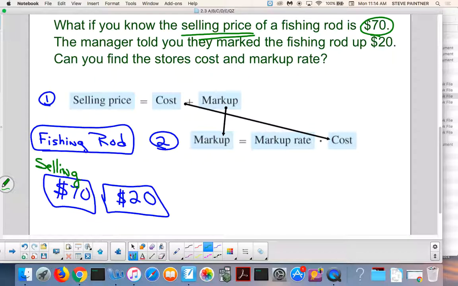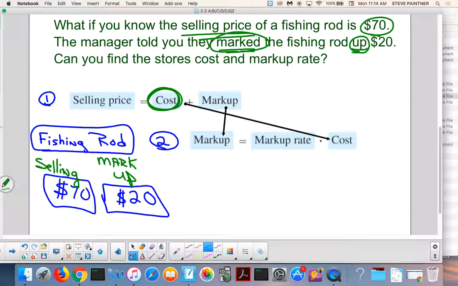This number, $20. Is that what he bought it for? No. It says right here, markup. Look at these words. The markup is $20. So you got to understand what you're looking at. Markup. Okay. Look at the first equation. You've got the selling price. You've got the markup price. You just don't have what?